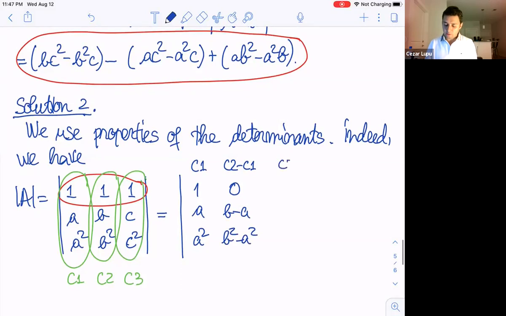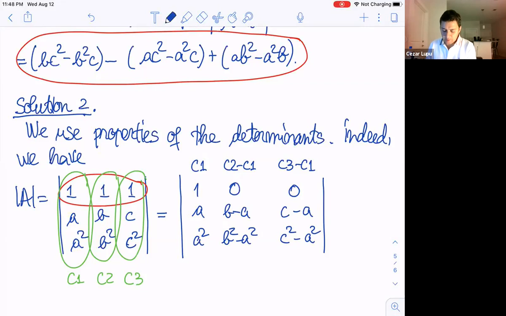And now on column 3, I will take column 3 and subtract column 1, which will give us again 0, C minus A, and C squared minus A squared, I'm sorry. Right? Okay.